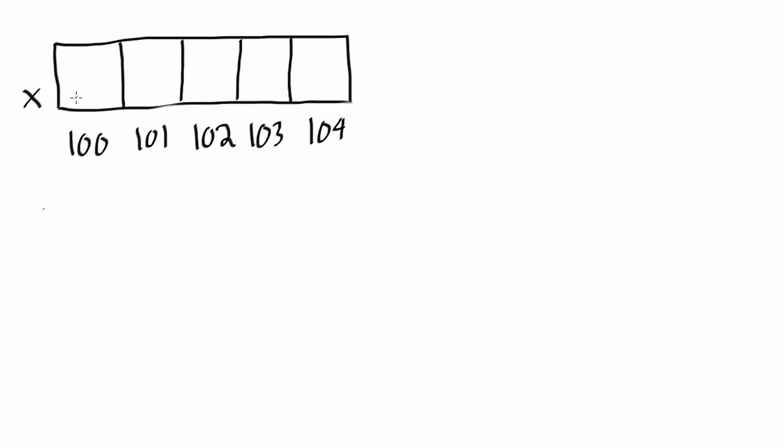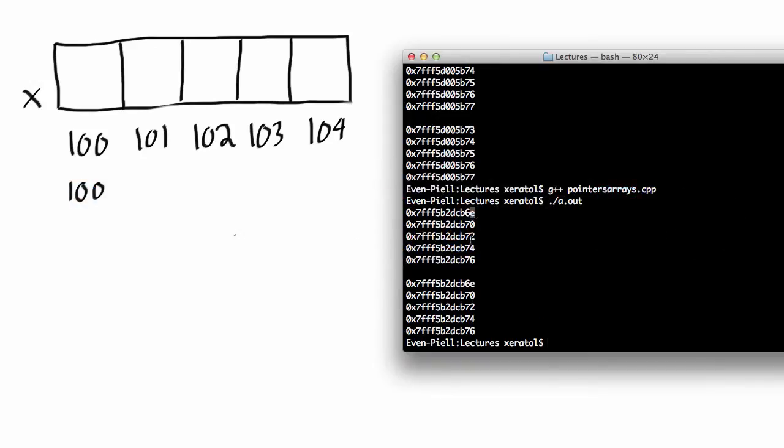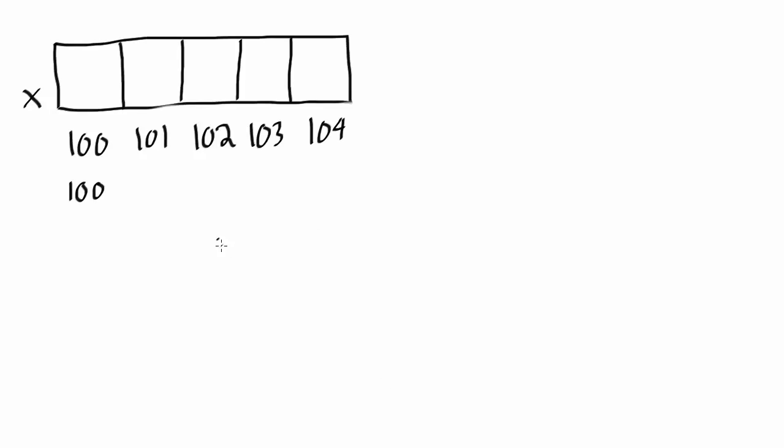Meaning, let's say, now that x is a short, the first element will be located at location 100. And seen here, the second element is 2 locations after the first element. So this is going to be the location of the second element. And the third element will be located here. The fourth element at 106. The last element will be at location 108.